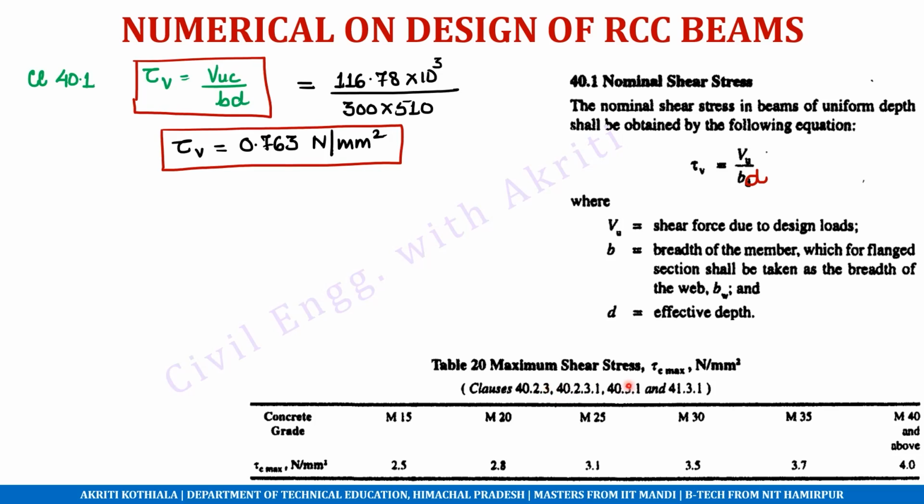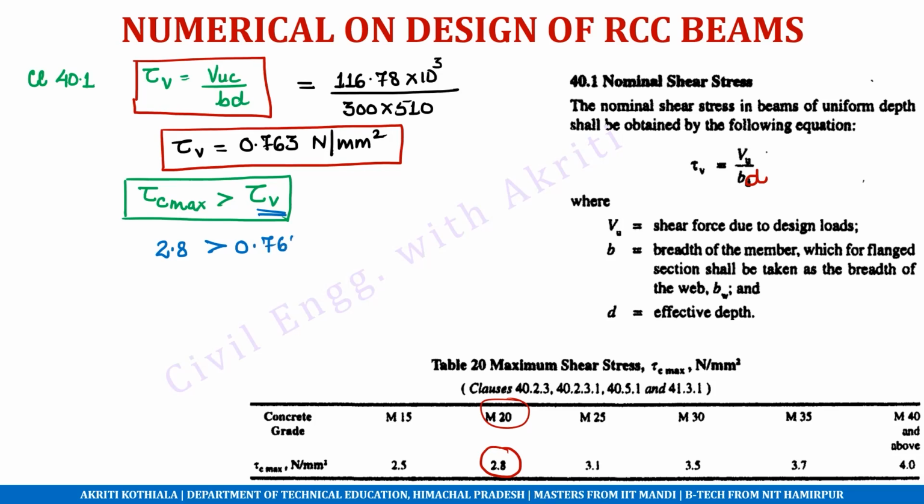We have to check this for maximum shear stress, that is tau C max. What is tau C max? Tau C max is the maximum shear stress which concrete can take. So for M20 concrete, the value of tau C max is 2.8. So we need tau C max to be greater than tau V. That is, the actual shear stress which is acting on the beam, which is tau V, should be less than the maximum value which concrete can take for this particular case. So 2.8 is obviously greater than 0.763, hence it is okay. And we can move on to the design of shear strength of concrete and provide the shear reinforcement.